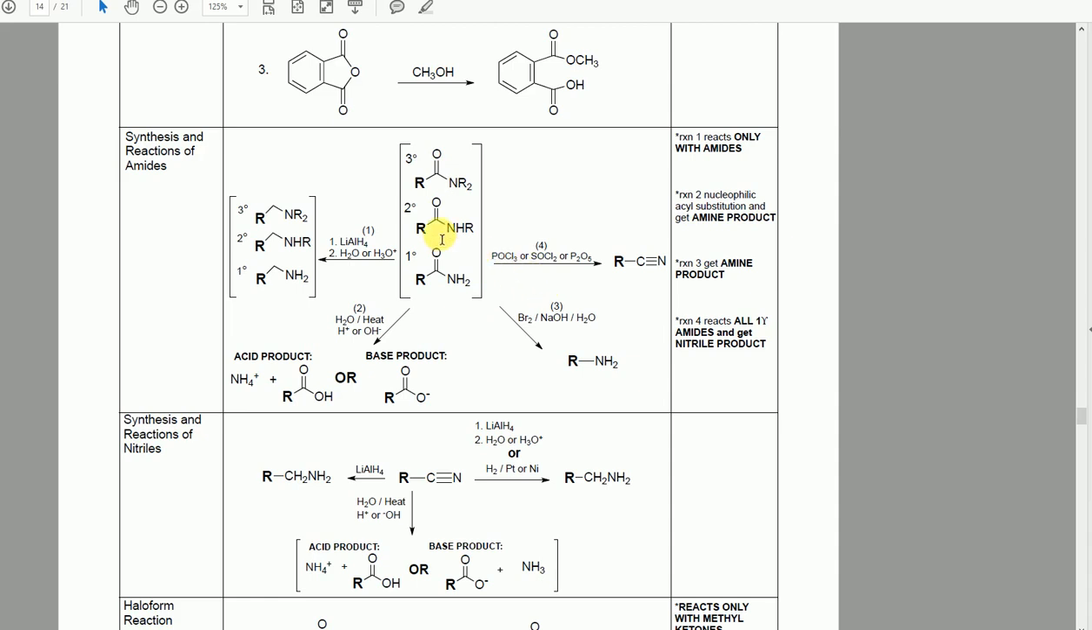Then you need to know that an amide in the presence of POCl3 or SOCl2 or P2O5 gives us a nitrile. This carbon and this nitrogen become the nitrile, and you need to know that it can only work with a primary amide. So you have a nitrogen group that has only one R group on it. So this one only works with these to give you a nitrile.